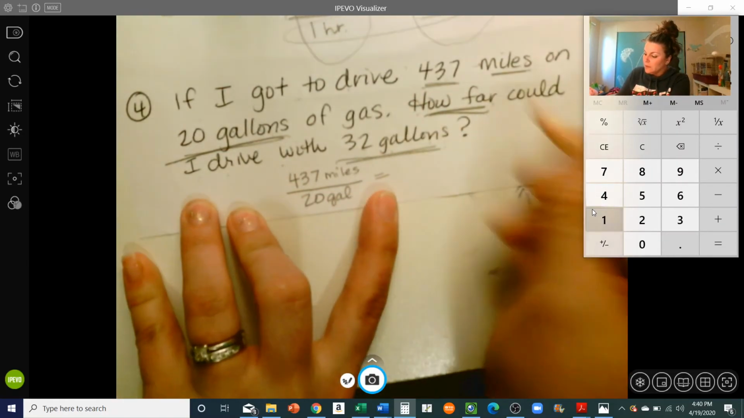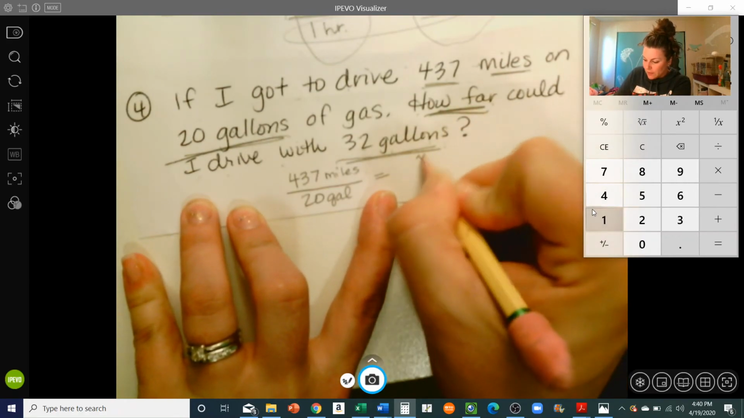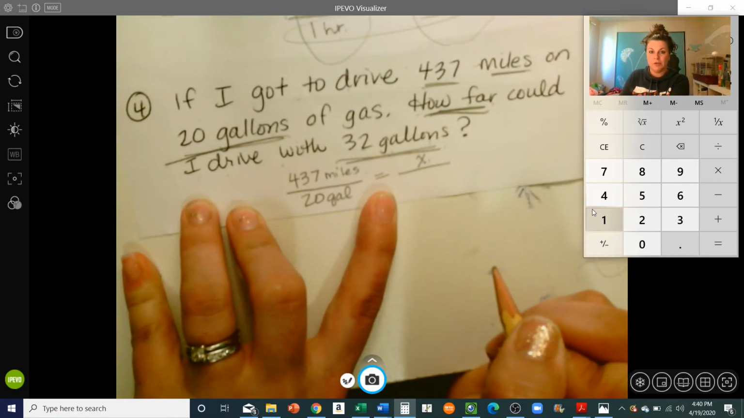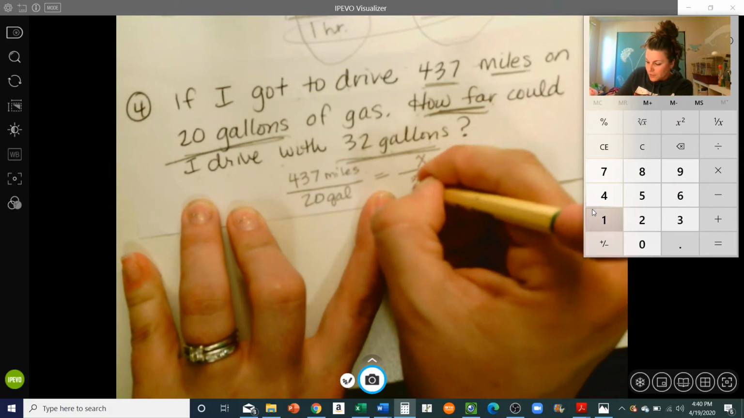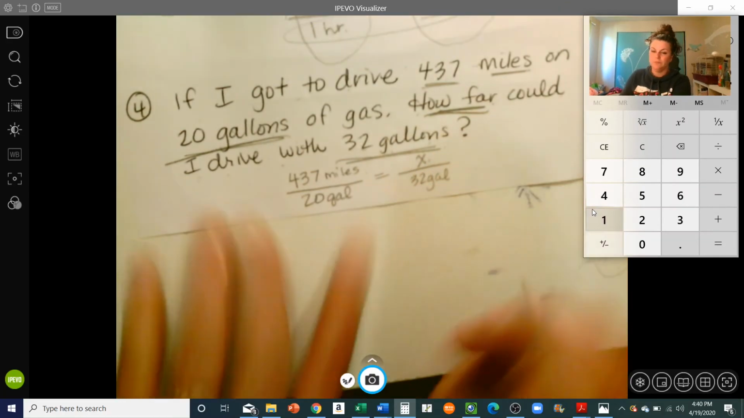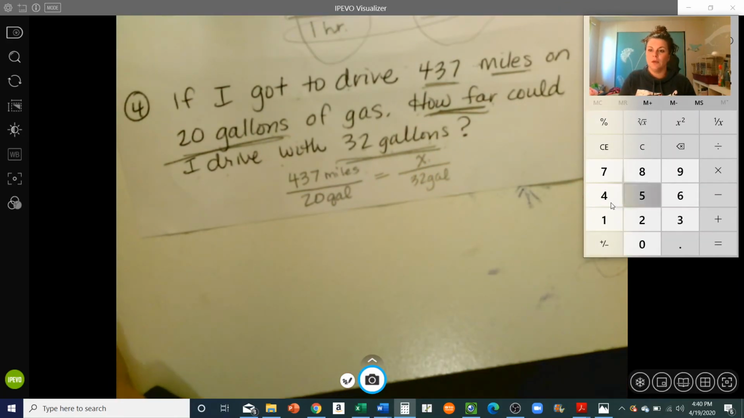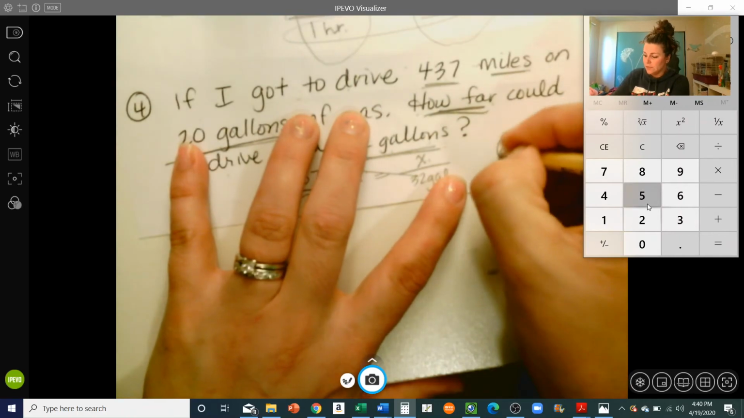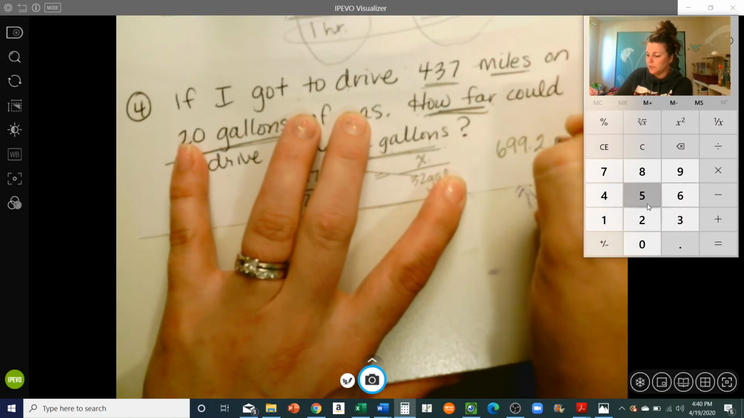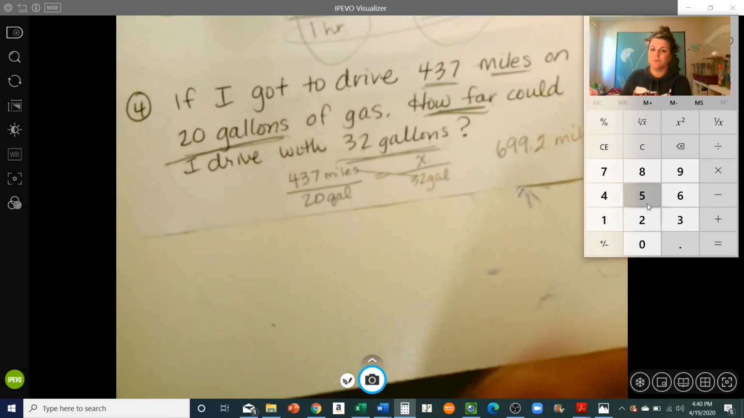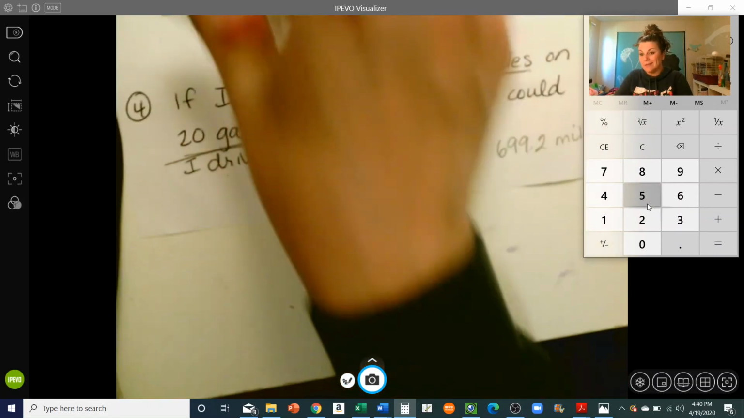Equals, says how far, I don't know this one. I don't know how far, so I'm going to put an X there, on 32 gallons. Okay, so 437 times 32, because I'm multiplying it at diagonal. And then I'm dividing by 20. So 699.2 miles. And your answer should make sense.